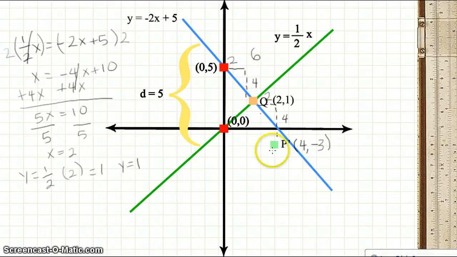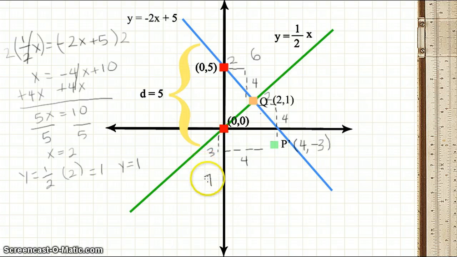And so in order to do that, I am going to go down 3, 1, 2, 3, and go over 4. 1, 2, 3, 4. And the reason for that is because I'm just basically following this, because going down is the y and going across is the x. So here's my -3. So here's my 3 again, and here's my 4. So adding these two together, I'll find out that my distance from 0, 0 to P prime is 7.